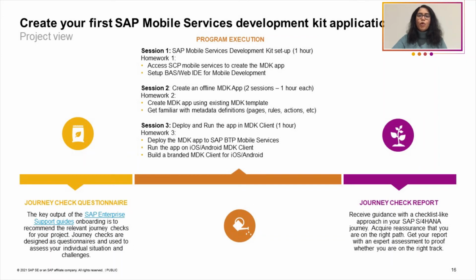Phase 1 is a program onboarding where we do a feasibility assessment and discuss on the setup. Phase 2 involves program execution where we conduct 3 sessions with corresponding homeworks, where session 1 is about setting up the SAP Mobile Development Kit. Session 2 is about creating an offline Mobile Development Kit application. Session 3 is about deploying and running the application on the Mobile Development Kit client.